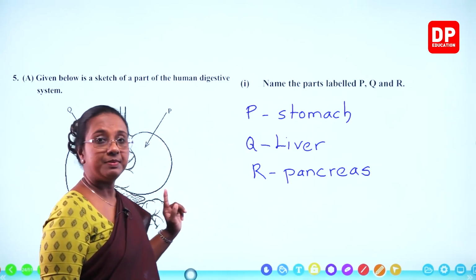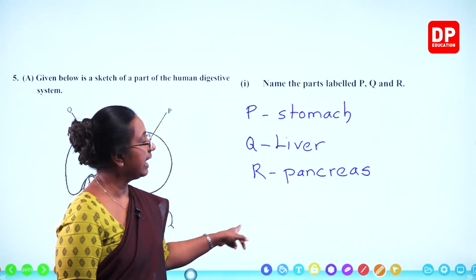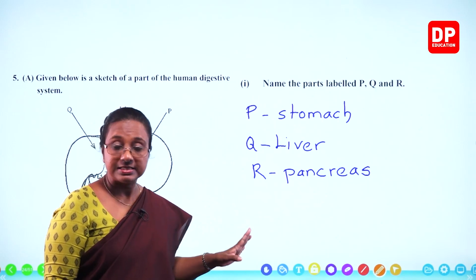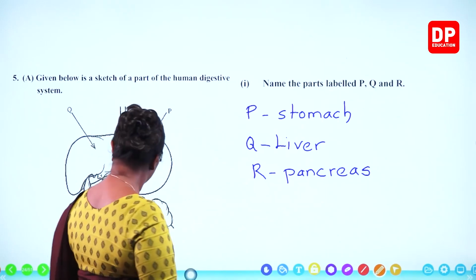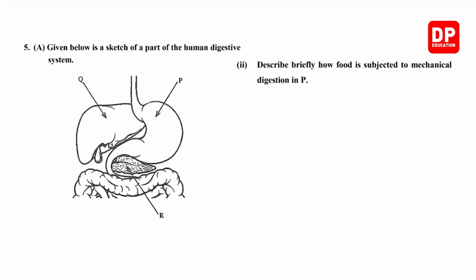So you can see P stomach, Q liver and R pancreas. Is that okay, students? So then I'll move on to the next one. The second part, again I have put the diagram and the introduction in most of the slides, so it's easy for us to answer the question.